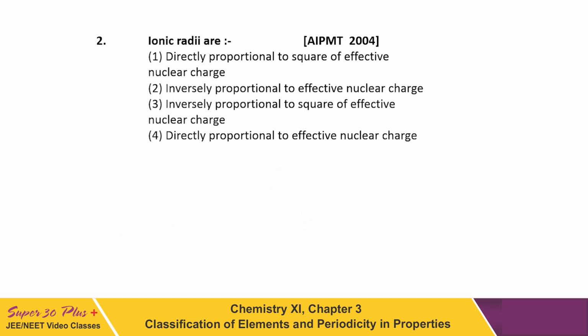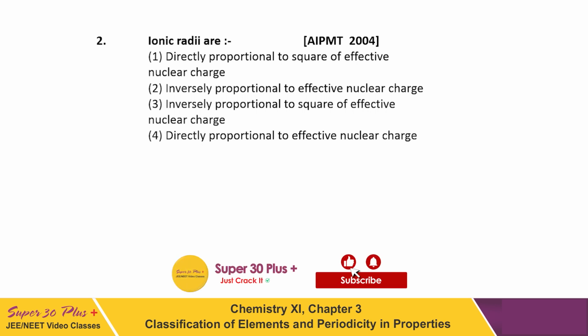Now the second question is, what do we mean by ionic radii? Students, when any atom loses or gains electron and forms an ion, whether it is a cation or anion, its radius is called ionic radii. As you have just seen in the previous question, in the ionic radius, if the effective nuclear charge increases, obviously the attraction of the nucleus to the outer electron increases and definitely the radius will decrease.